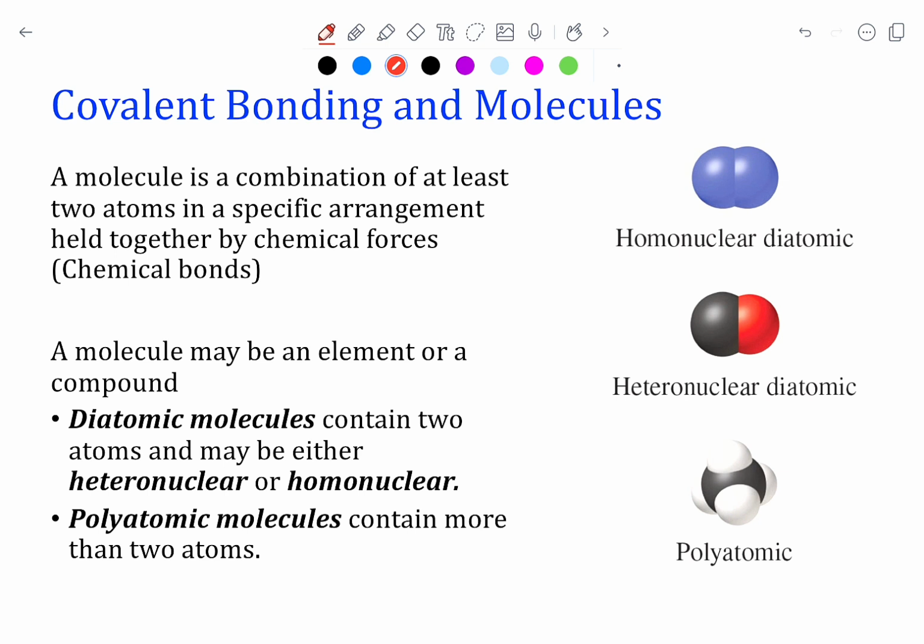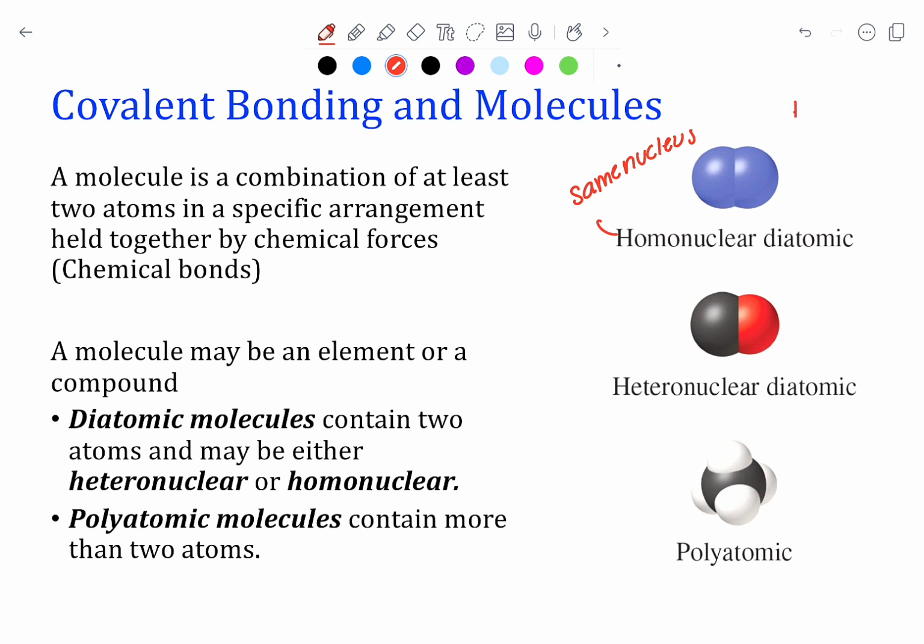So we have diatomic molecules that contain 2 atoms and may either be heteronuclear or homonuclear. So homonuclear diatomics have the same nucleus. And when we have homonuclear diatomic molecules, we're typically talking about specific elements where it's more energetically favorable for them to exist as a diatomic molecule rather than as just a singular atom. And there are specific elements that do this.